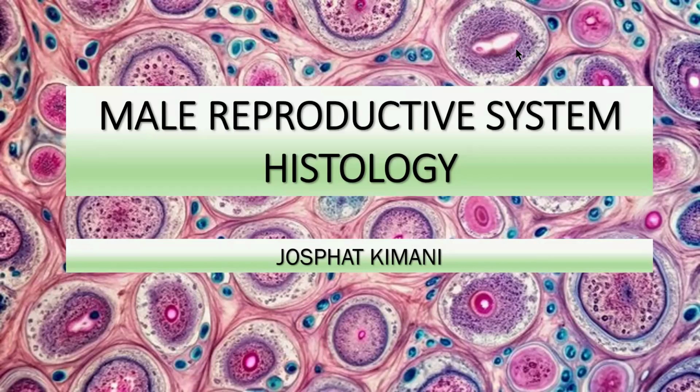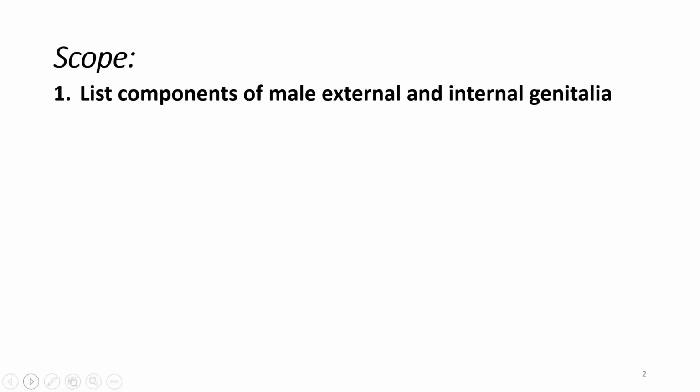Today we'll be describing the histological organization of the male reproductive system. So welcome to our session today. What will we be looking at today? The various segments that we'll be looking at will be, first of all, the components of the male reproductive system, so both the internal and external genitalia.